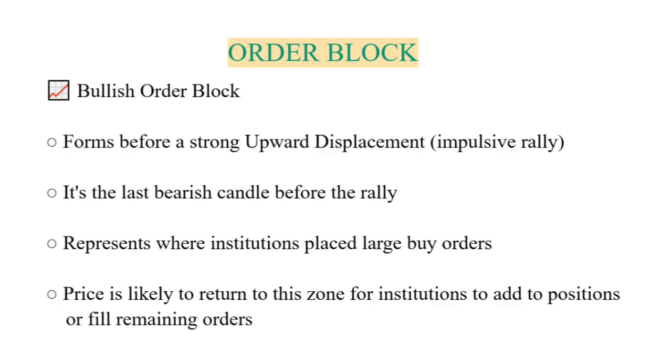Bullish order block. Forms before a strong upward displacement, an impulsive rally. It's the last bearish candle before the rally. It represents where institutions placed large buy orders. Price is likely to return to this zone for institutions to add to positions or fill remaining orders.